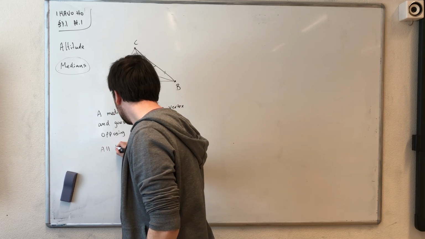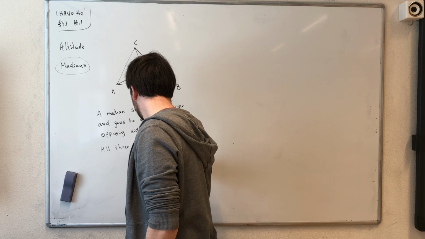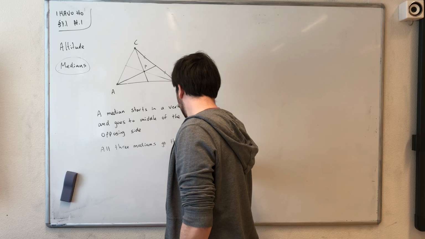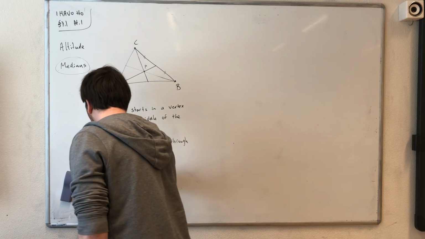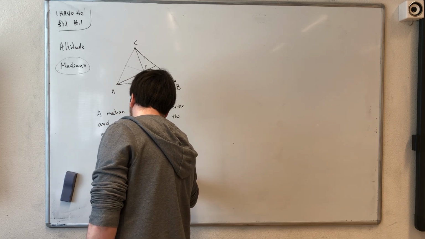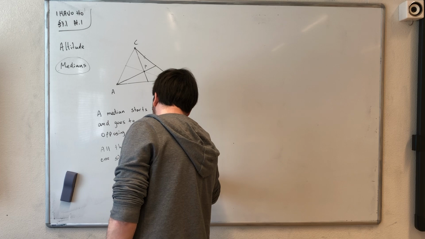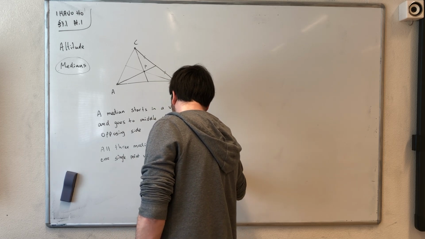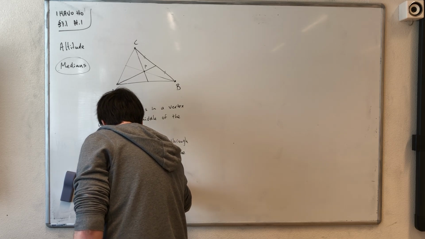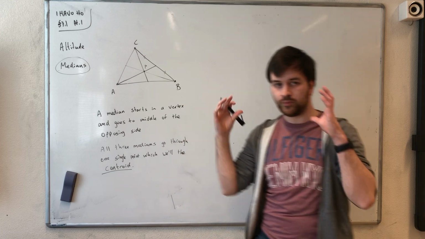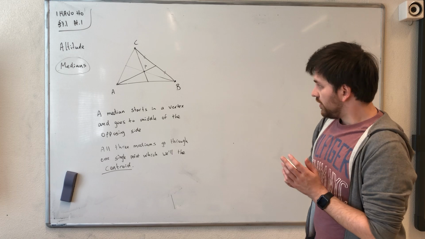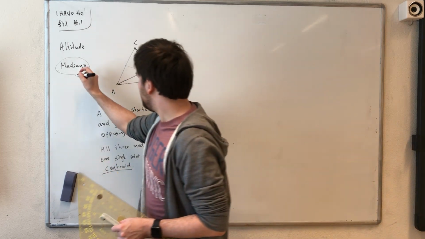All three medians go through one single point, which we'll call the centroid. So the centroid is basically the point through which all three medians go. Okay, then that's the medians.